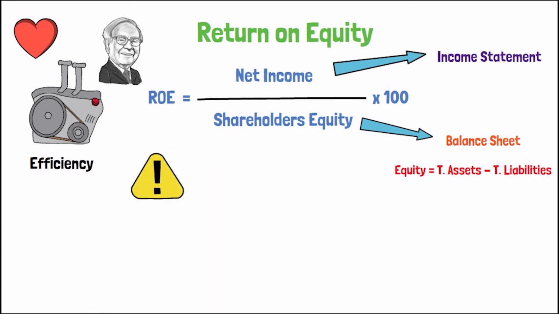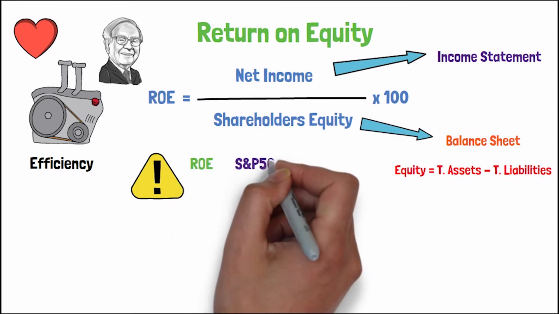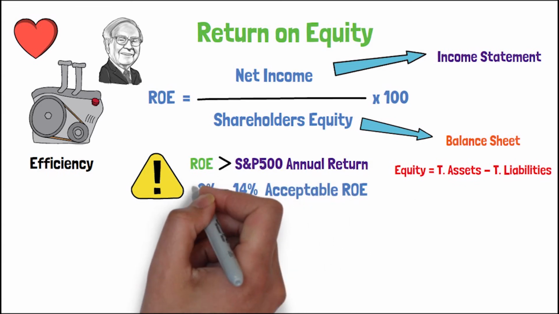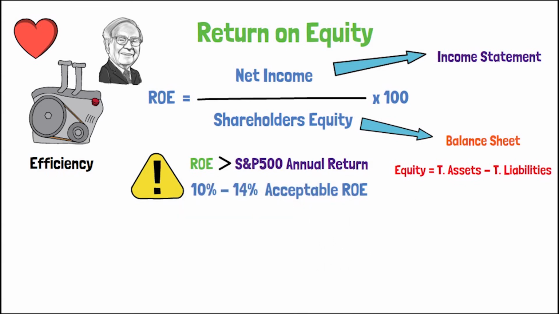It's crucial to know what is considered a good ROE ratio. We want it to be higher than the average annual growth of the S&P 500 index. The average annual growth of the S&P 500 index is 10% per year. Thus, we want to see an ROE between 10 and 14%. As always, remember to compare companies within the same industry.